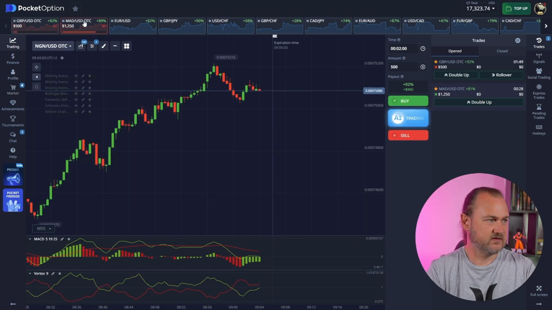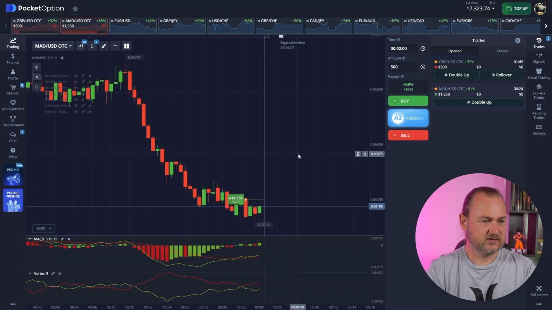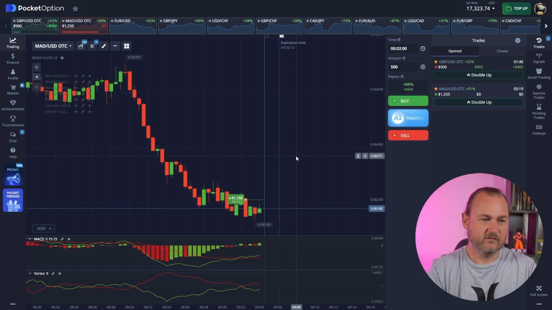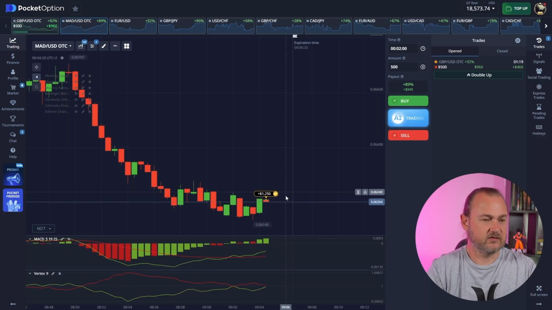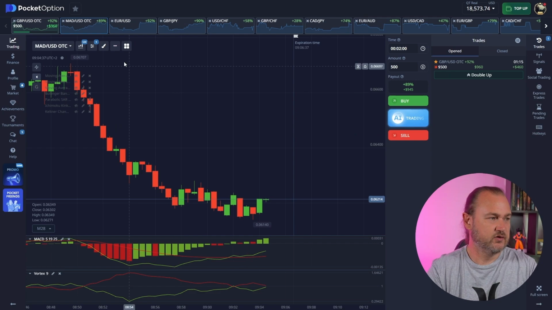We have 30 seconds left on this asset. Let's go back to it and see what's happening. Looks like it's going to start pushing. The question is, is it going to push in time for my expiry? Break even trade on that. So at least we didn't lose.